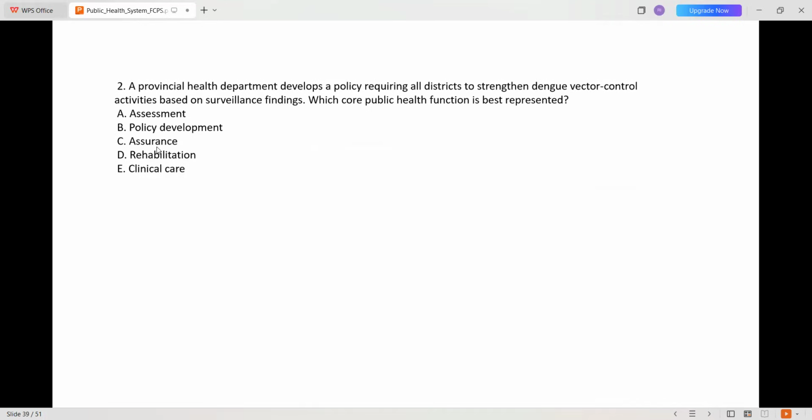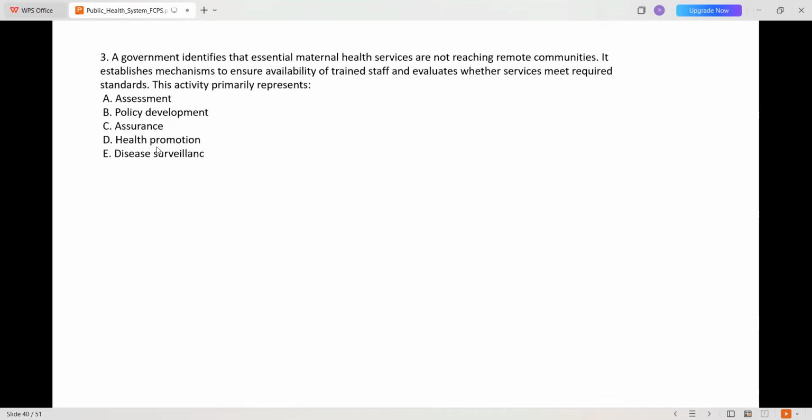MCQ number 2. A provincial health department develops a policy requiring all districts to strengthen dengue vector control activities based on surveillance findings. Which core public health function is best represented? A, assessment, B, policy development, C, assurance, D, rehabilitation, E, clinical care. B is the right option.